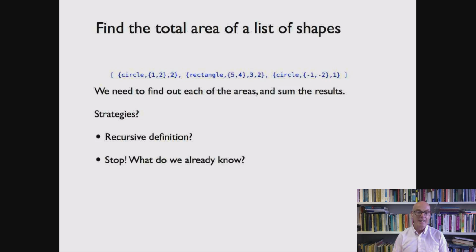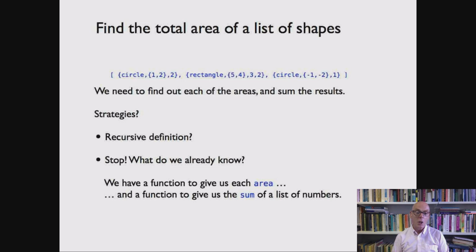But wait, let's think. Again, this is a classic programming strategy. It's not just a strategy for functional programming, but let's see what we already know and see what we can reuse. There's no point in defining everything from scratch. What do we already know? Well, we've already got an area function. So if you have a shape, you can find its area by applying the function area. We've also got a function, that's what we did last time, to give us the sum of a list of numbers. So, what's missing?